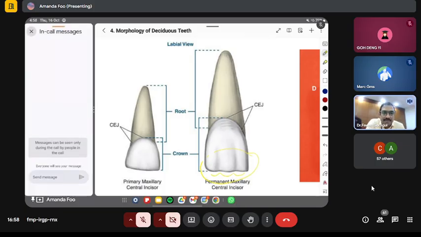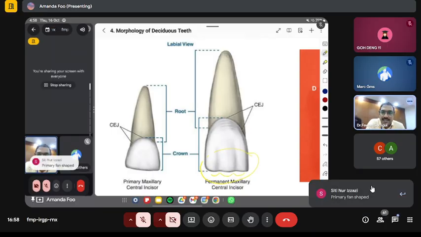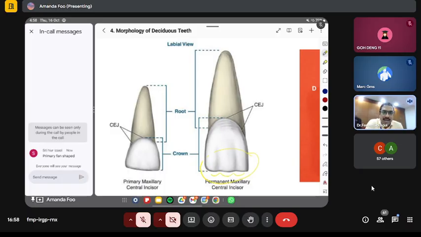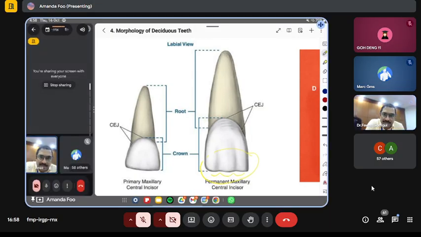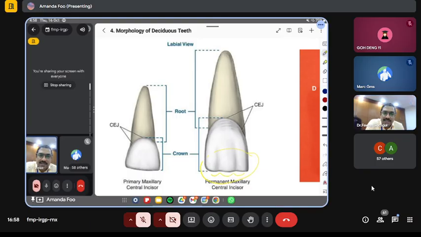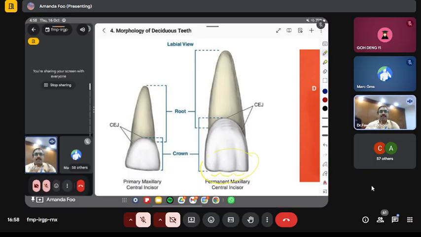Geometric shape of your primary incisors. Okay, geometric would be more like trapezoidal, square, rectangle, triangle, those shapes. So primary molar is what kind of geometric shape? Square, doctor. Yes. Okay, and the permanent? More of a rectangle. Very good, rectangle. So this is also a very important identification point between primary and permanent.